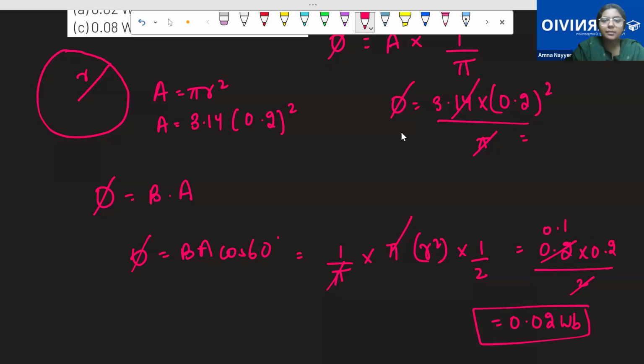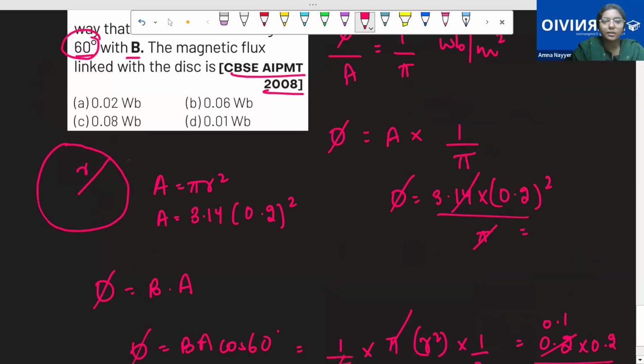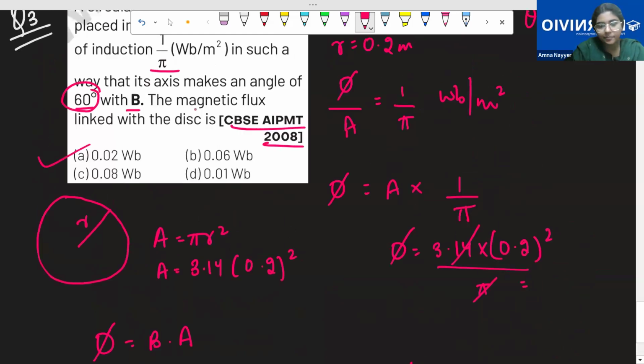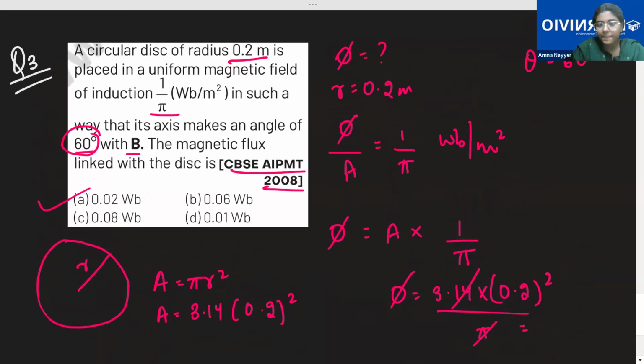Now clear, just think. Here I didn't multiply it with half. That's why options weren't matching. This will be 0.02, option A. Clear? Yes, ma'am. Okay, right.